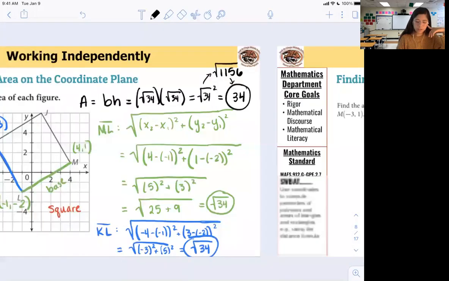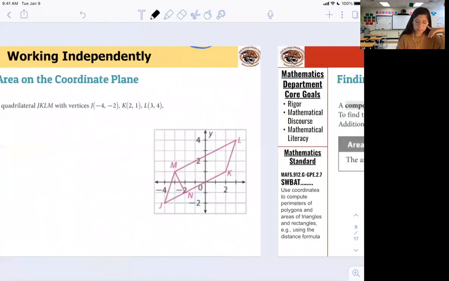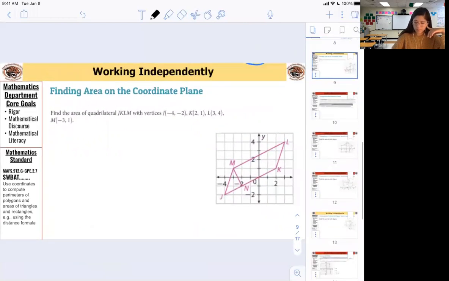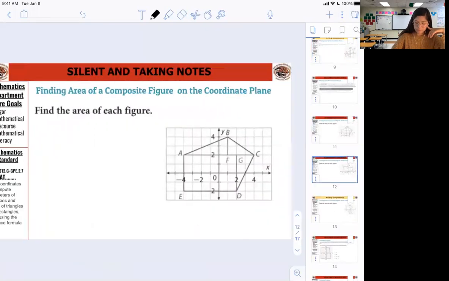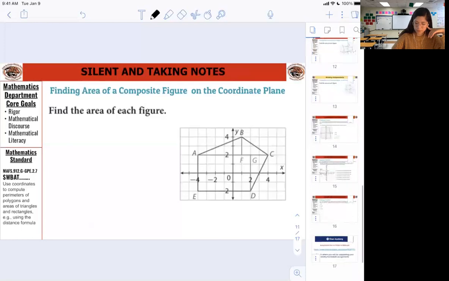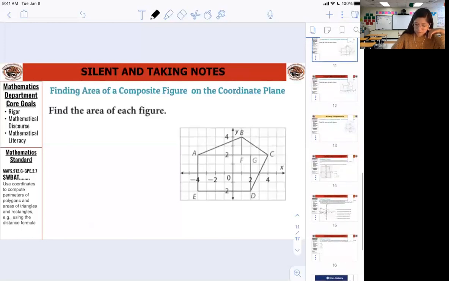All right, let's do another. I'm going to skip this one because you do not need to know how to do the area of a parallelogram. That is not required. Let me find one that I like. Yeah, we'll do this one.